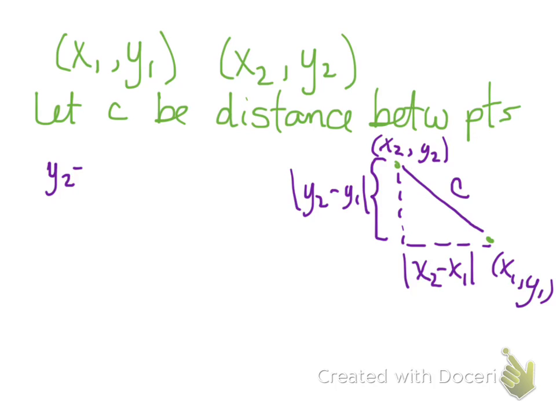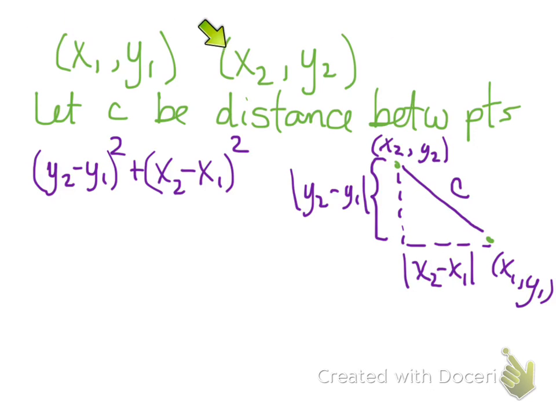So I'm going to say that y2 minus y1 squared plus x2 minus x1 squared. So just what we did in the other problems, we took the difference in the x-coordinates, that was the horizontal distance. The difference in the y-coordinates was the vertical distance. We squared those and we said that equals c squared.